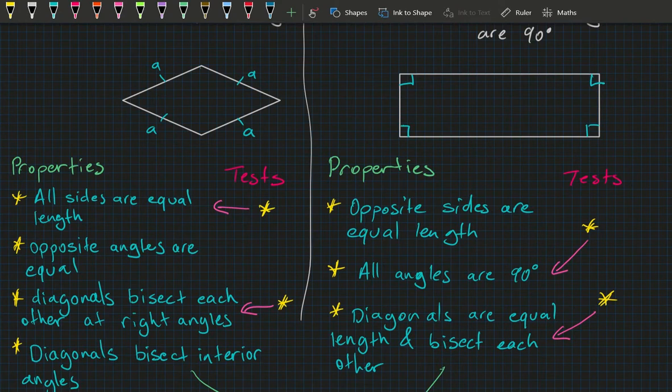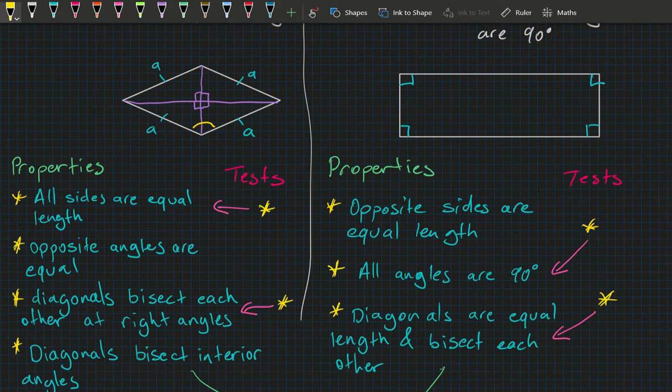So as stated by its definition, the rhombus has all sides of equal length. And a property that it inherits from all parallelograms is that the opposite angles are equal. And just like all parallelograms, the diagonals bisect each other, but in a rhombus, they do so at right angles. The other thing that a rhombus does is that the diagonals bisect the interior angles. So for example, this angle here, the diagonal will be cutting straight through the middle of it and split it in half.